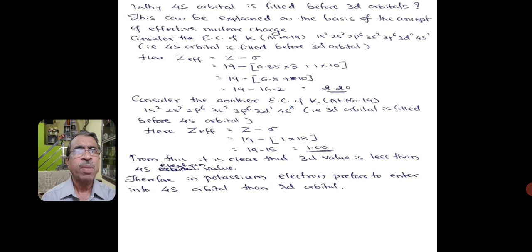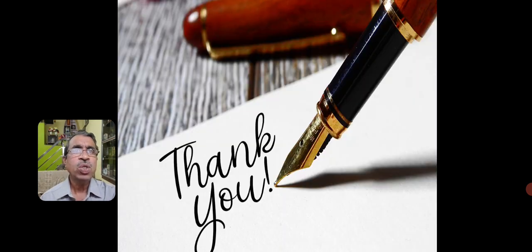Therefore, the potassium electron prefers to enter the 4s orbital rather than the 3d orbital. So these are the points that confirm the anomalies we have studied. These anomalies are confirmed with the help of the shielding effect and the effective nuclear charge calculations using the Slater rules. Students, go through these things and try to understand the problems on the Slater rules. Thank you.